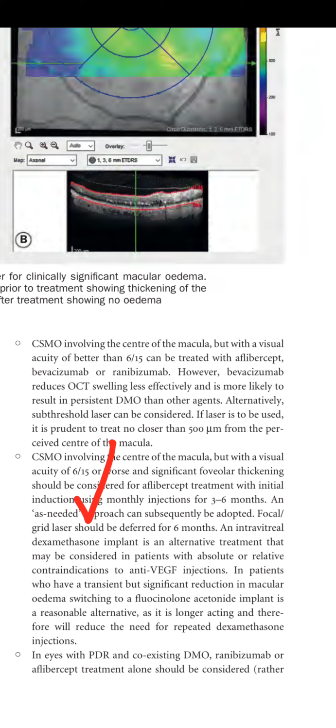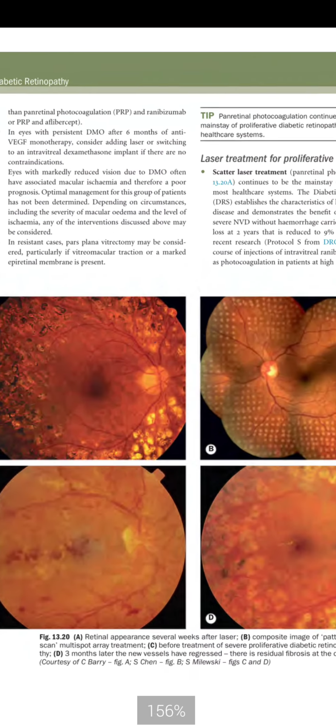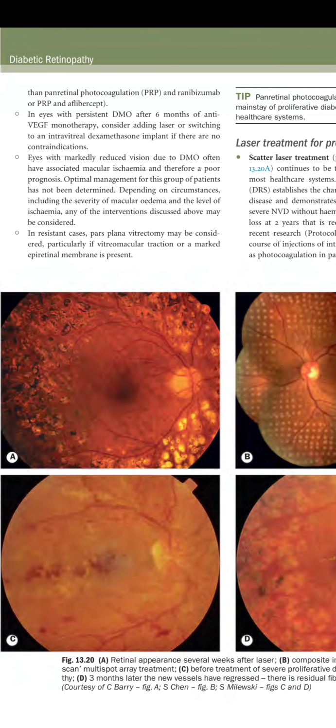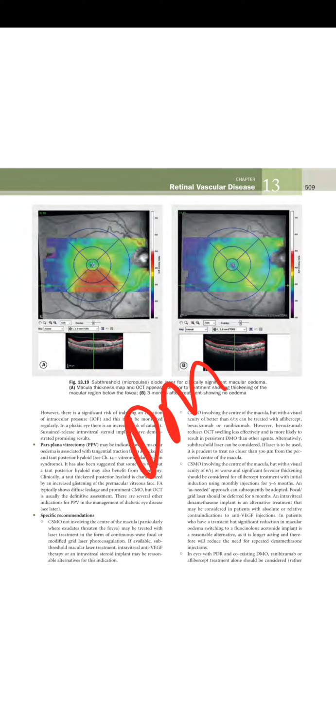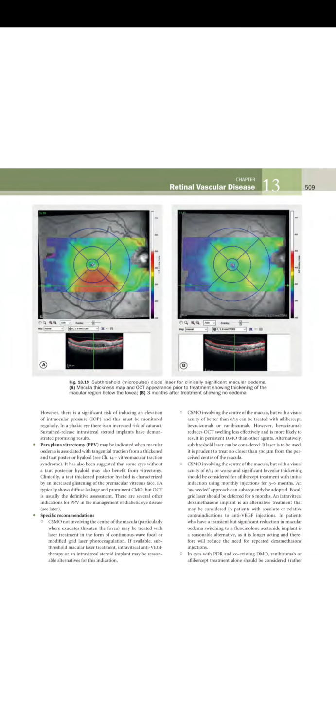In eyes with PDR and coexisting DMO, ranibizumab or aflibercept treatment alone should be considered rather than pan-retinal photocoagulation and ranibizumab or PRP and aflibercept. So if the patient has diabetic macular edema plus PDR, then you should consider the ranibizumab or aflibercept alone, rather than doing PRP as well as giving the anti-VEGF agent.